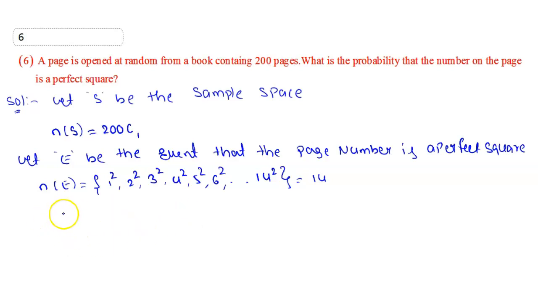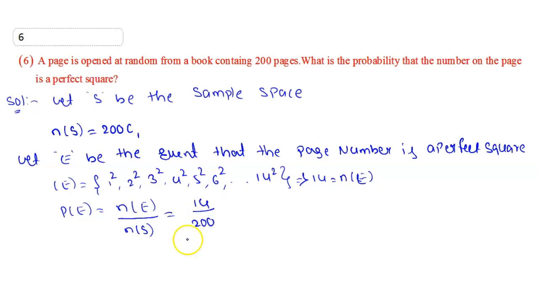So here P of E is equal to n of E by n of S, that is equal to 14 by 200C1. 200C1 is nothing but 200 only. So you can cancel in the 2 table: 2 sevens are 14 and 2 into 100, right, will cancel out. So that is nothing but 7 by 100. This is the answer for this, right?